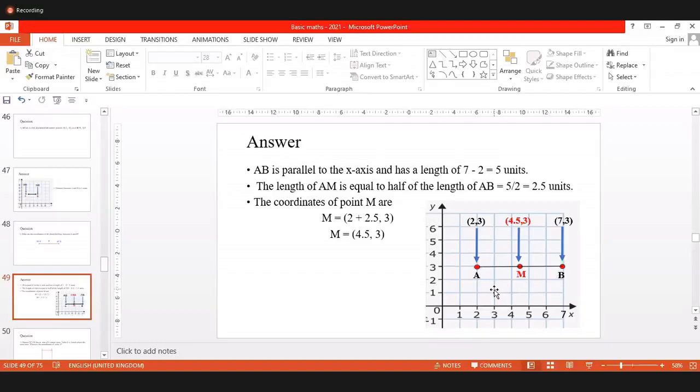The coordinates of point M, how can you identify the coordinate? You understood or not? You can simply identify the length of this one, then half of this one is this, right? Then you can simply have this relationship, then you can find out 4.5, 3. I will ask you, please work out others. So this is a bit tricky. I will ask some questions here.